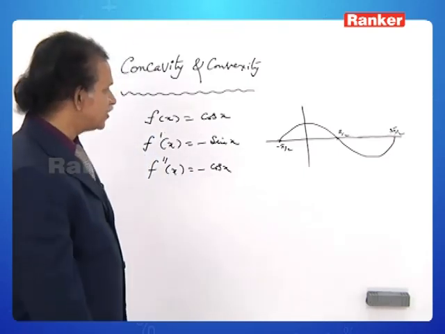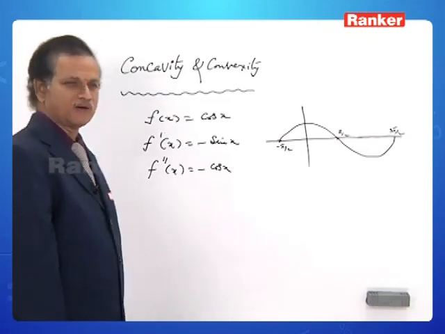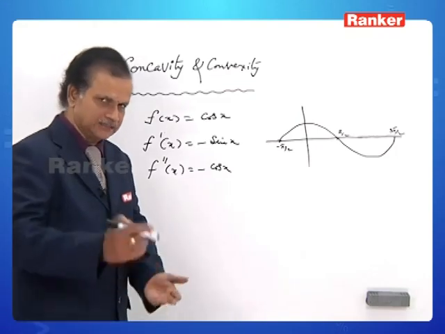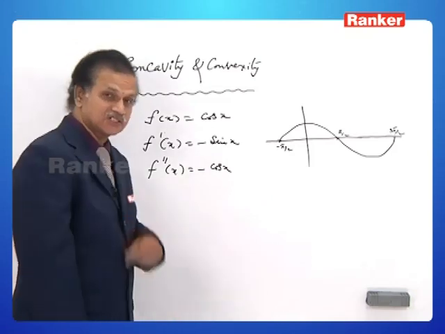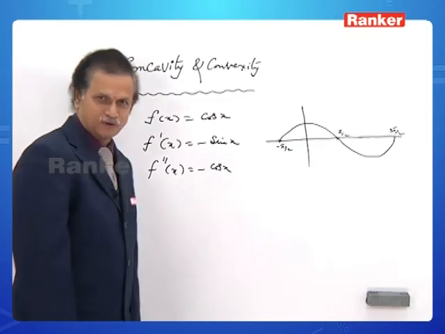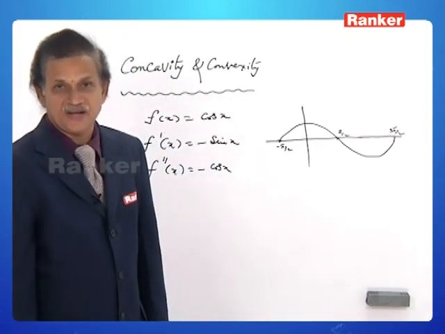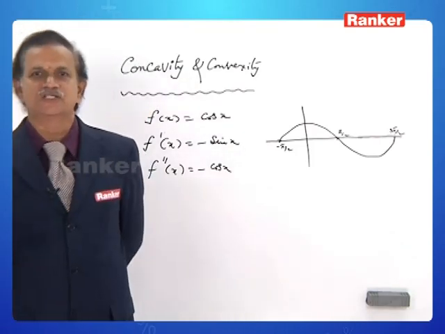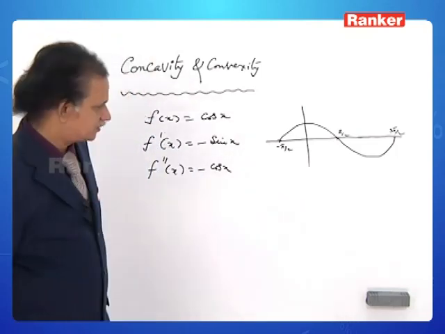Similarly, between pi by 2 and 3 pi by 2, what happens? The graph of f of x equal to cos x lies below the x-axis. That is, it is negative. Cos x is negative, so minus cos x is positive. Therefore, f double dash x is positive. So in that particular interval, the function is concave. Yes.